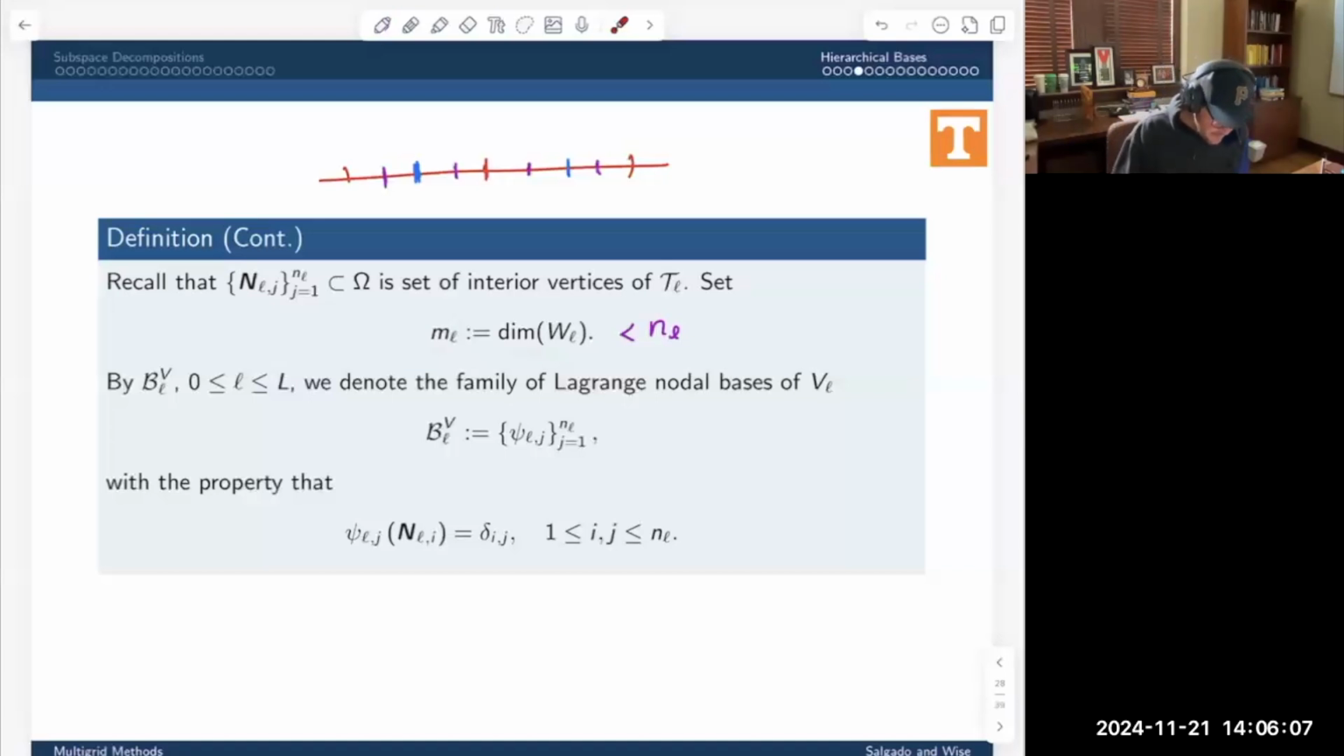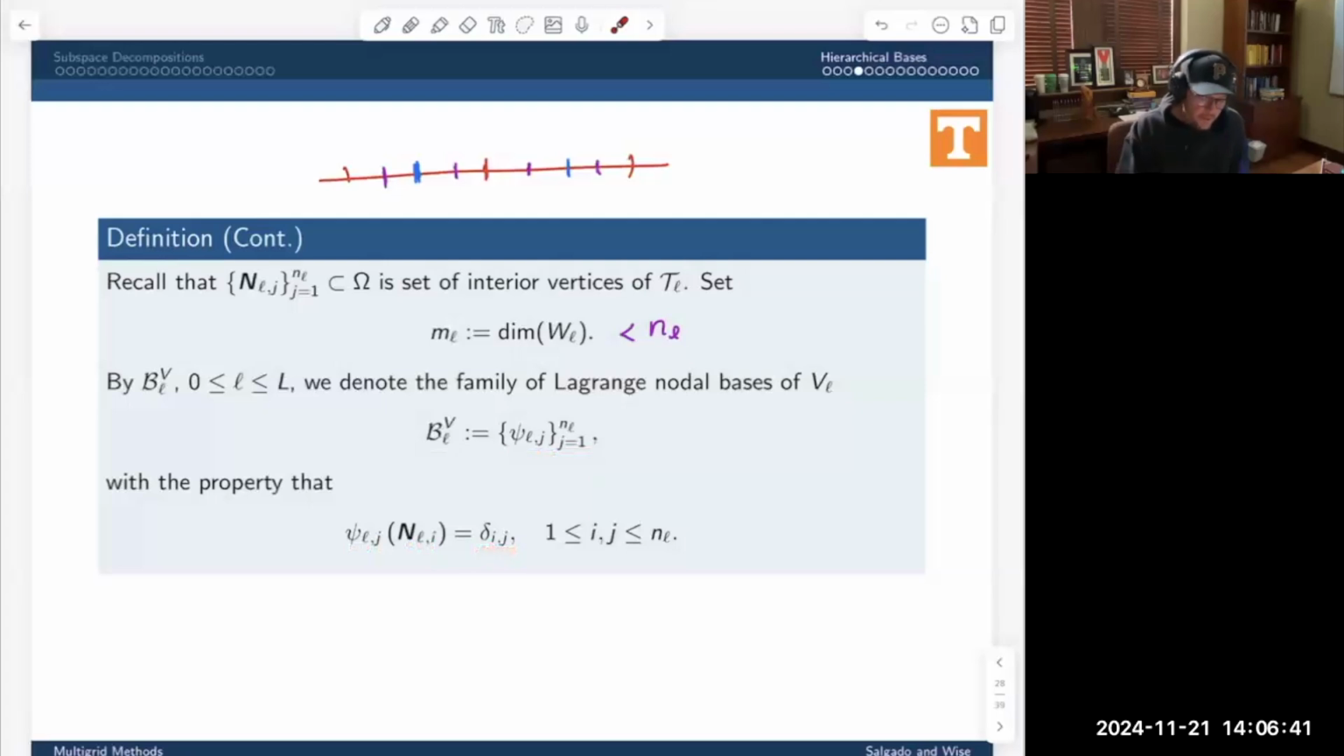By BLV, we're going to denote the family of Lagrange nodal basis elements on level L. So that's the collection of Lagrange nodal basis elements. Remember, what was the property of these guys? With respect to the nodes NLI, psi Lj NLI is equal to delta ij. This is the Kronecker delta symbol.